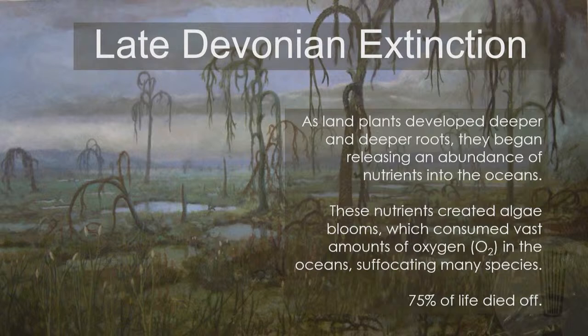These nutrients created algal blooms, much like eutrophication occurs today. Whenever we have too much nutrients going into our water, those algal blooms consume vast amounts of oxygen in the oceans and suffocated many species. 75% of life died off during this time.